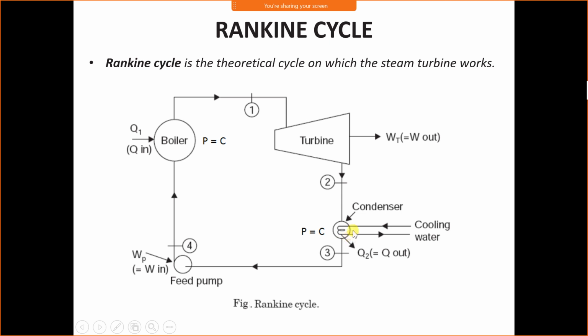In the condenser, heat is removed with the help of cooling water. In a condenser, cold water from the river or maybe any pond is used to cool down the steam. Therefore, heat is removed in the condenser, and heat removed in the condenser is written as Q2.